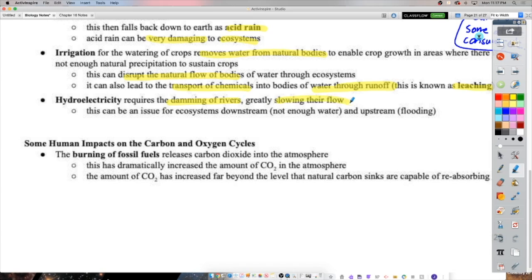This can be a real issue for ecosystems that are downstream from the dam because there's not enough water, right? Kind of like we just talked about before with the irrigation, except it can be even more extreme with damming. But it also causes issues for them upstream. A lot of rivers, remember, ecosystems develop over many years. So everything kind of fits into a role and finds its niche and gets used to it, right?